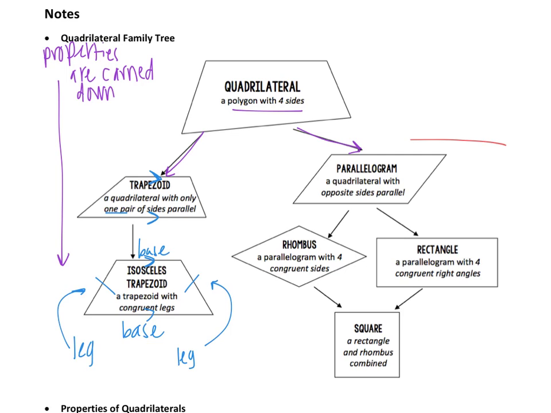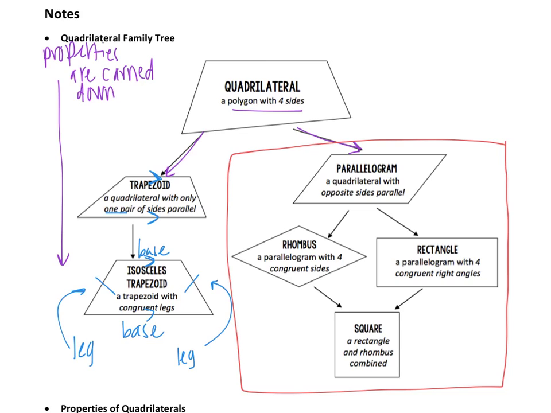But our main focus is going to be on these four shapes over here. You might see trapezoid every now and again, but the four on the right are the real focus shapes for this unit, for this course. Parallelogram has opposite sides parallel, so not only do we have one pair, but we now have two pairs of parallel sides. Remember, properties get carried down, so if we move towards the right at a rectangle, it still has parallel sides, but now it has four congruent right angles.